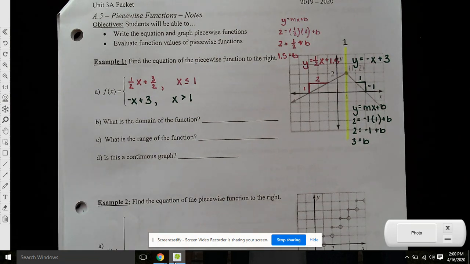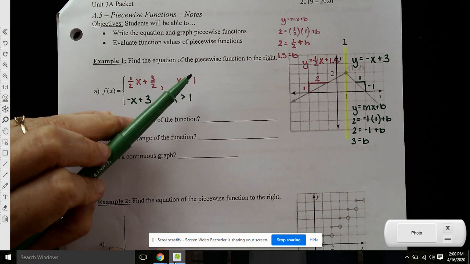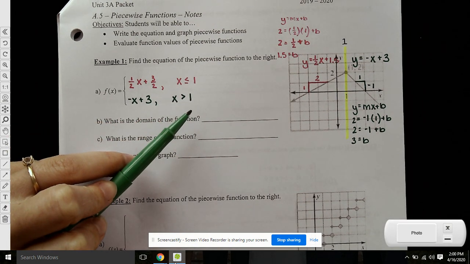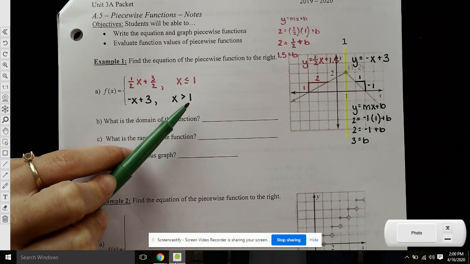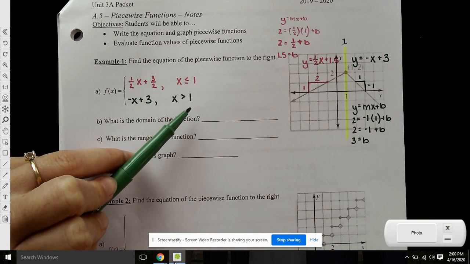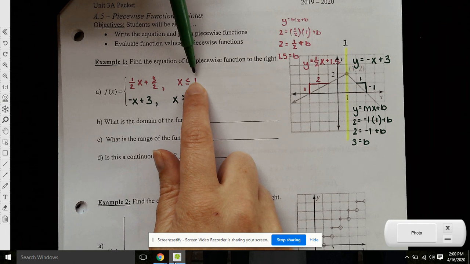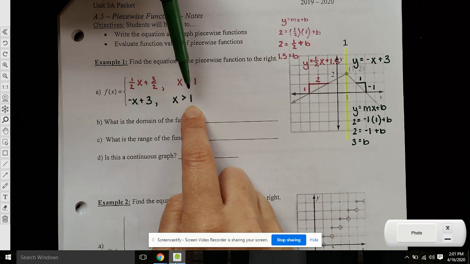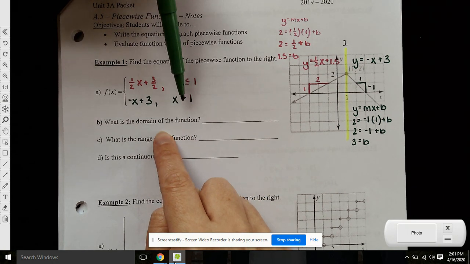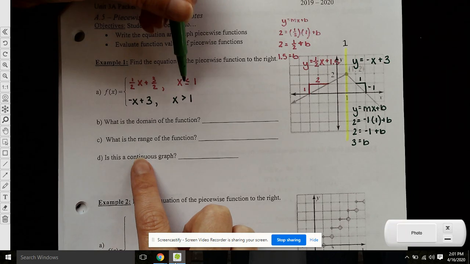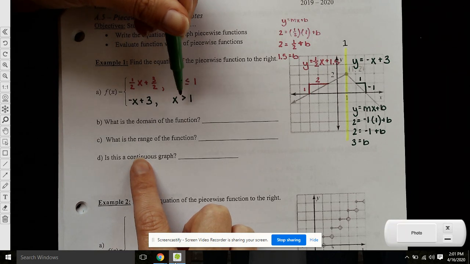Something that's really important to note here: this one says less than or equal to, and this one says greater than. You cannot have these both having an equal to sign, because that means that you have more than one equation for that value of 1. I could have written x is less than 1, and then x is greater than or equal to 1, and that would have worked as well. But I can't have both of them with an equal to sign. In the next example, I'll show you how to differentiate between using the equal to and just the greater than.